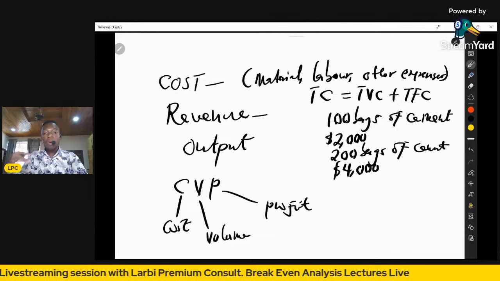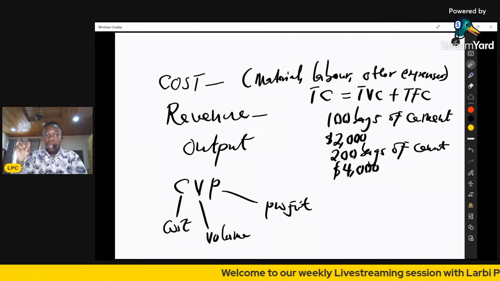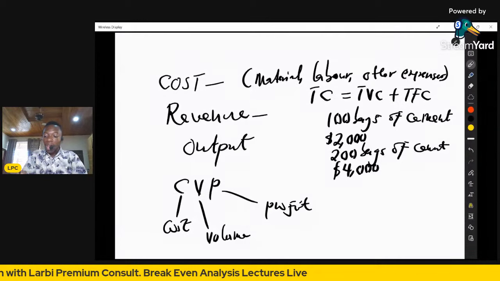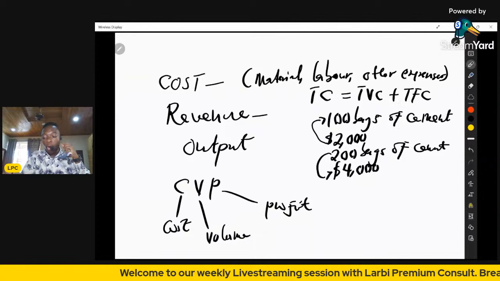And this is how variable cost is defined: a cost that changes with the level of output. By output, we mean the production level or that level of activities that the organization wants to engage in. So the variable cost will change as and when the output changes. When we're producing 100, we're incurring a cost of 2,000, but when we are producing 200, we are incurring a cost of 4,000. This is what we call a variable cost. So let's take note of that.